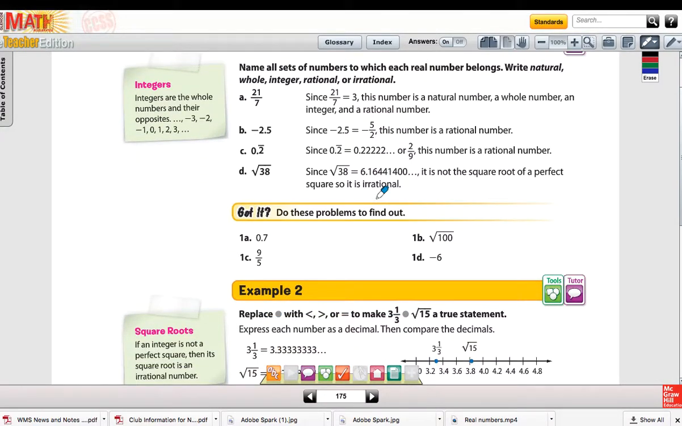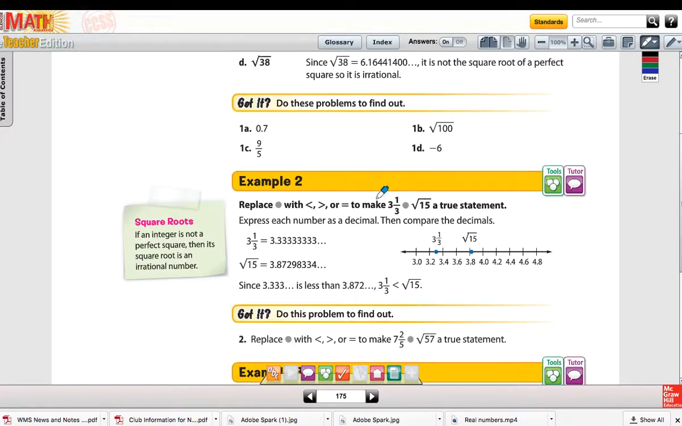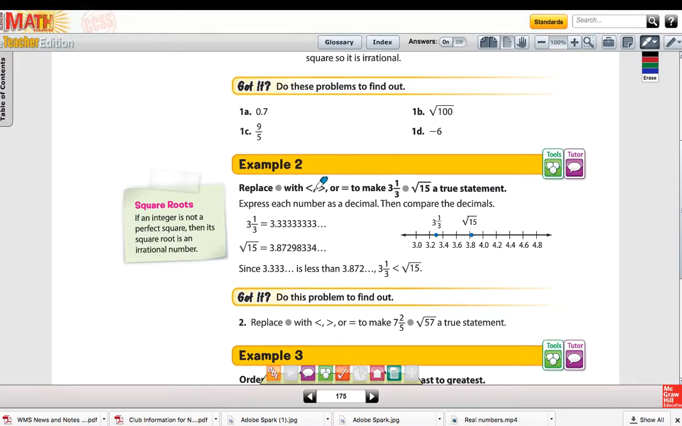For example 2, it's just asking you to replace the comparison circle with a less than, greater than, or equal to sign. And so 3 1/3 is 3.3 repeating. The square root of 15 is 3.8729. It's irrational. And 3.3 repeating is less than. So you would use the less than sign. In number 2, Got It, go ahead and write that on your paper. See if you can figure that out, and then press play when you're ready to see the answer.